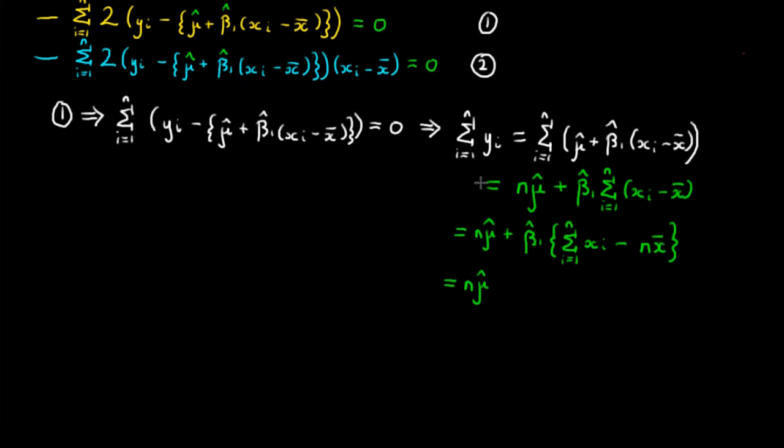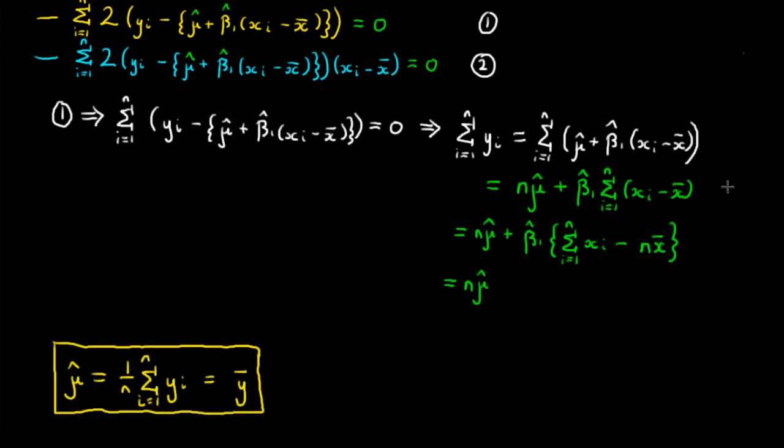So in fact, the sum from i is 1 to n of the yi's is equal to n times mu hat. If we rearrange that to get mu hat on its own by dividing both sides through by n, we'll get that mu hat is equal to 1 over n times the sum of the yi's. And that's just the mean of the yi's. So in other words, we could write that mu hat is equal to y bar. That's what we found out. Okay, what about equation 2?